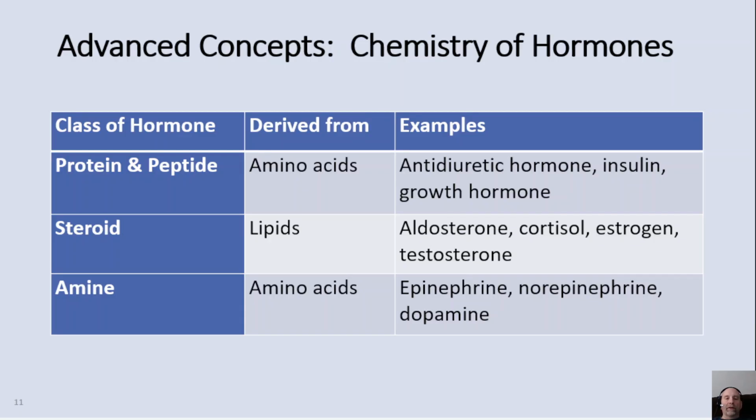Amine hormones are derived from the modification of amino acids. These include the catecholamines epinephrine, norepinephrine, and dopamine. Epinephrine and norepinephrine are secreted by the adrenal medulla, while dopamine is secreted by the hypothalamus.